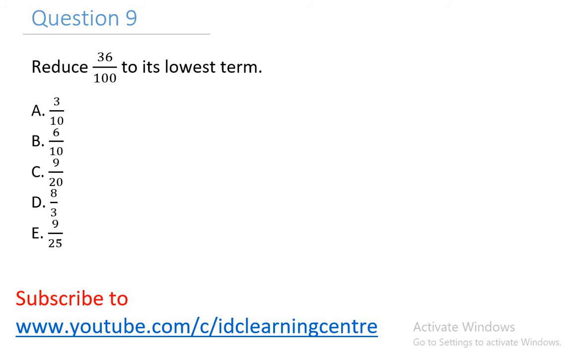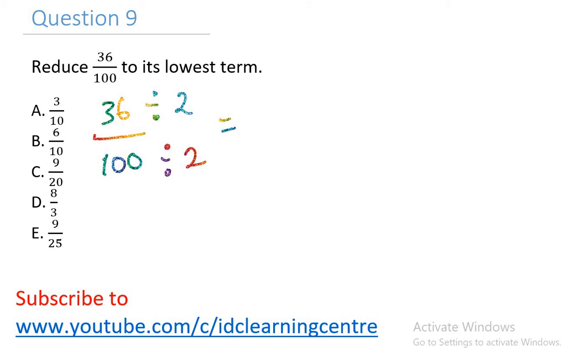Question number 9 is very easy, which is to reduce 36 over 100 to the lowest term. You can start with 2 if you choose to. Okay, let me just work with 2. Of course, you can also divide by 4.